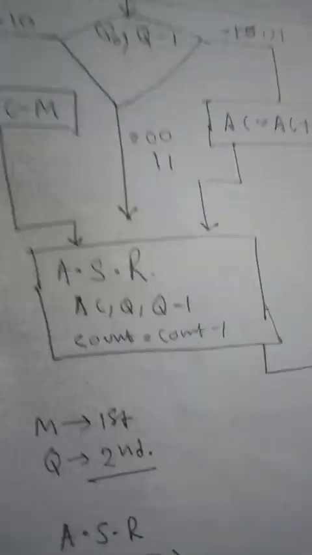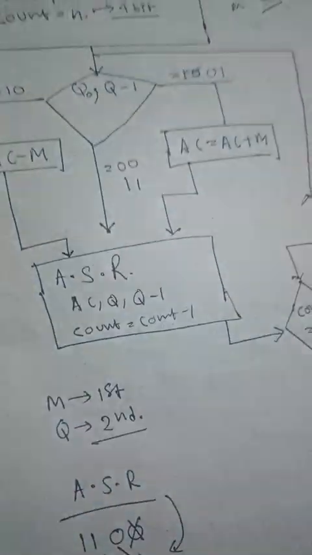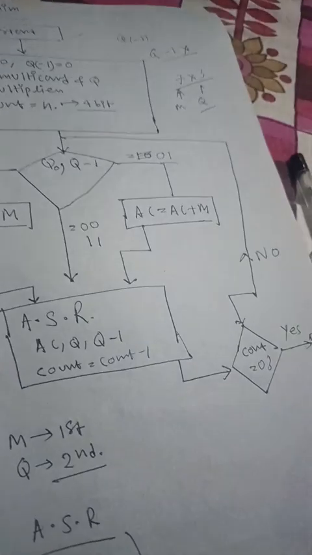So don't worry. And then there is AC Q naught, I mean Q naught or Q. You can assume Q, that it will give Q and q minus 1, then count will be subtracted by 1, and it will go on until the count is 0. Okay, so let's see the problem itself, then we will understand better. Let me understand the ASR first, then we will jump on to the problem statement, then we will see and understand the flowchart in a better way.